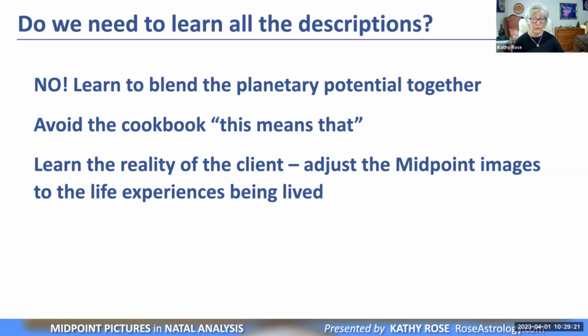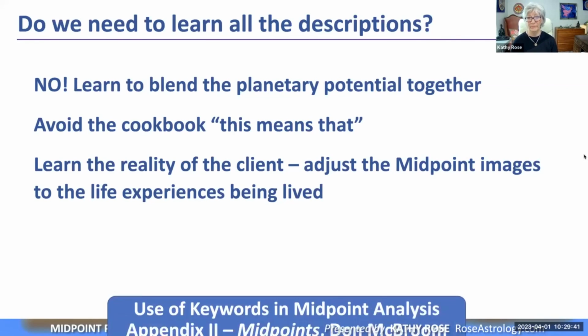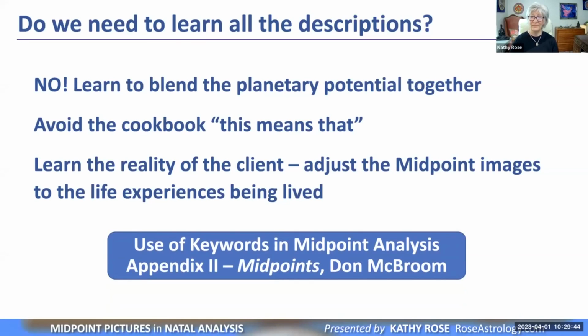It's important to learn the reality of the client, and then you adjust the midpoint images to the life experiences being lived by the client. One person who has Sun equals Mercury, Jupiter may live it totally differently than another person based on their reality. And so we can't do a this means that. Okay. Now, again, let me show you this little piece of paper.